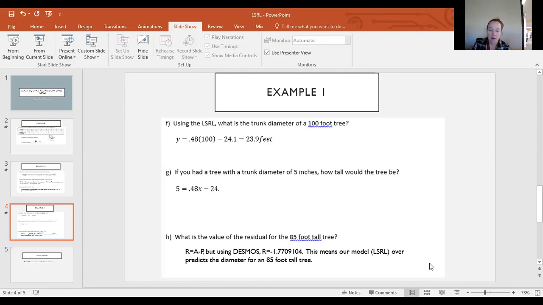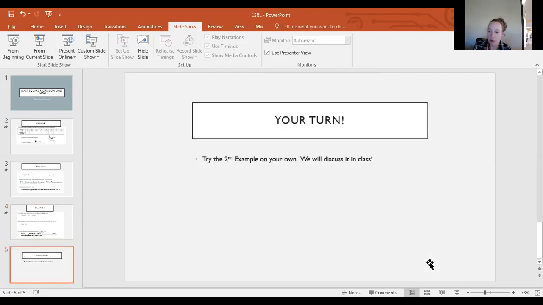Okay. This was a pretty fast example. You might have to stop and watch it a couple times, but now I want you to go try one on your own. On the back of your note sheet is a second example. The questions are exactly the same as these questions. The only difference is the data set. So try that second question. We're going to go over it in class, so bring your questions. Good luck, Algebra 3.